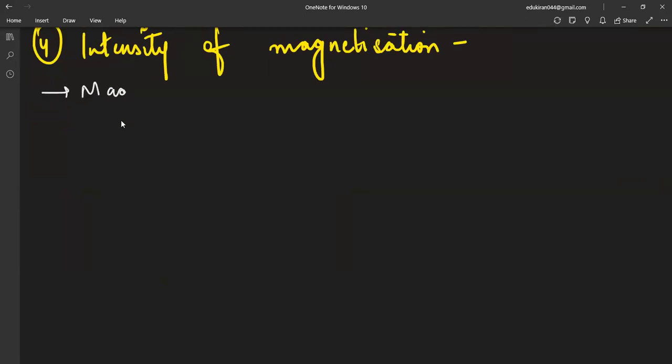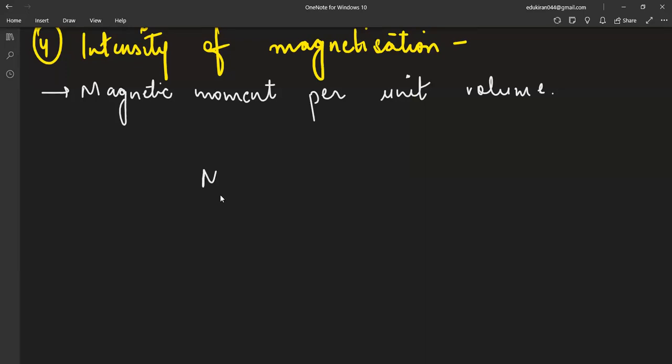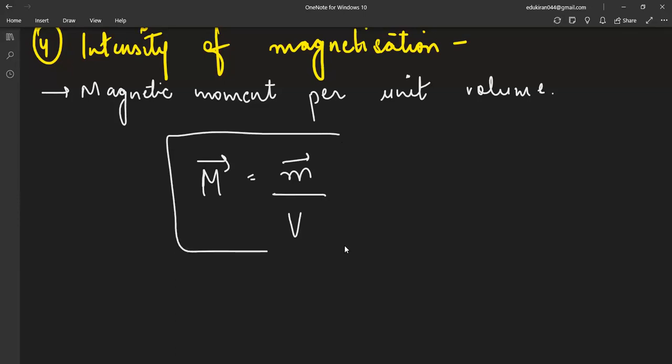We have studied magnetic moment. This is magnetic moment per unit volume, represented by capital M. So magnetic moment, magnetic dipole moment, these mean the same, divided by volume.